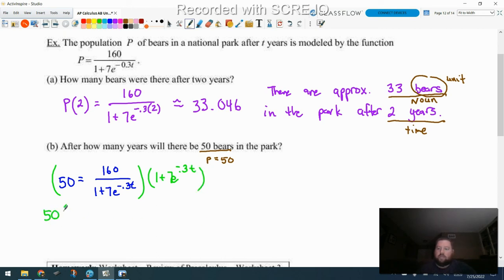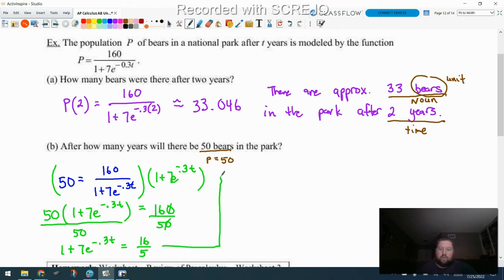So I end up with 50 times (1 plus 7e to the negative 0.3t) is equal to 160. I'm going to divide by 50, and we can cancel out those zeros. So I end up with 1 plus 7e to the negative 0.3t is equal to 16 fifths. I'm going to subtract my 1 over. So I get 7e to the negative 0.3t is equal to 16 over 5 minus 5 over 5. 1 is 5 over 5, so that would be 11 over 5.